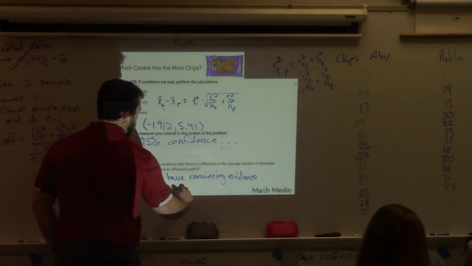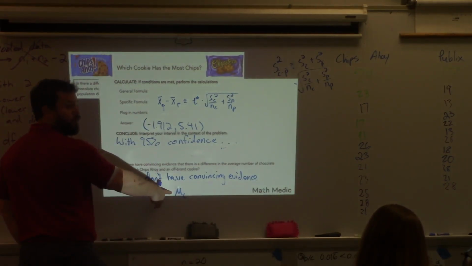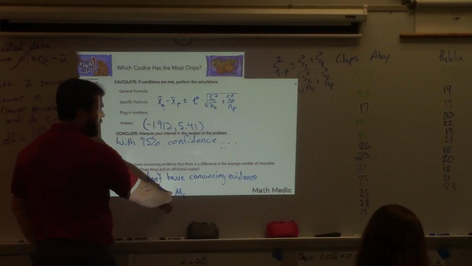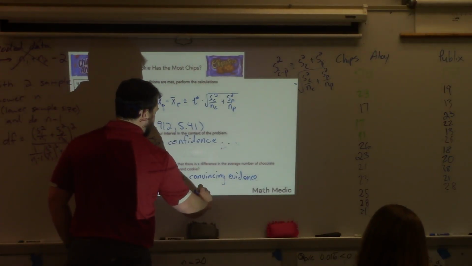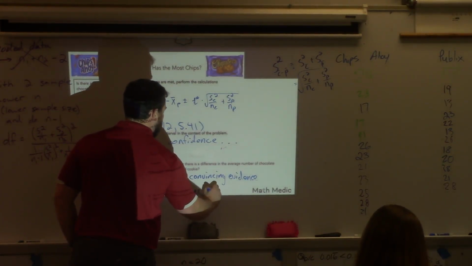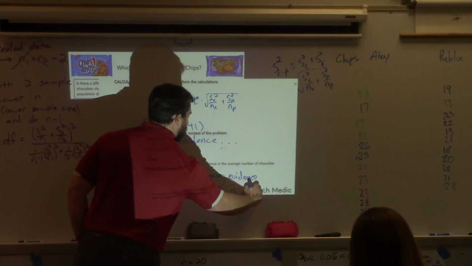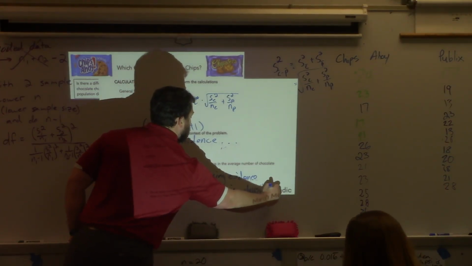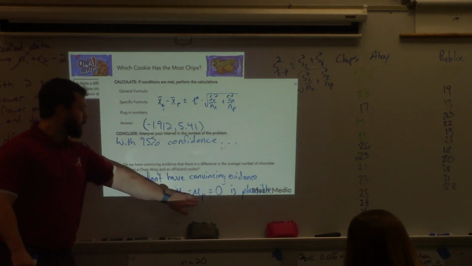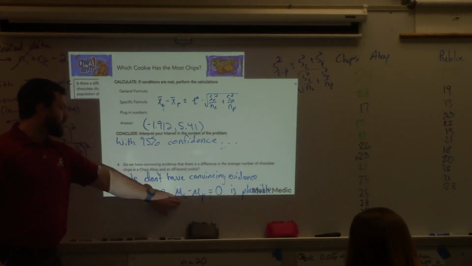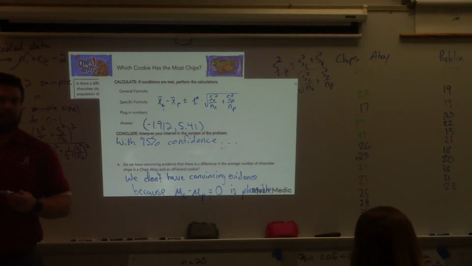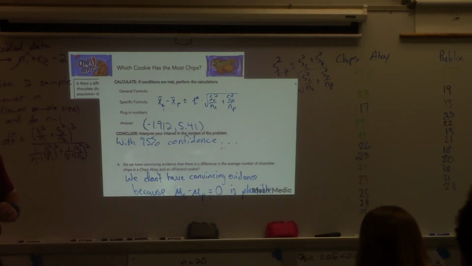So mu sub, do notice I'm using mu, not x bar. Why? Because it's all about the population. So the difference being 0 is plausible. So don't forget again, it's all about a population, not a statistic. And it's that the difference in the population of 0 is plausible.